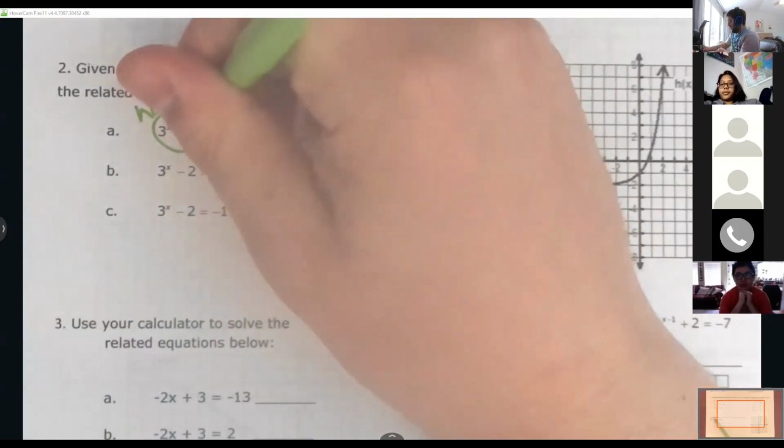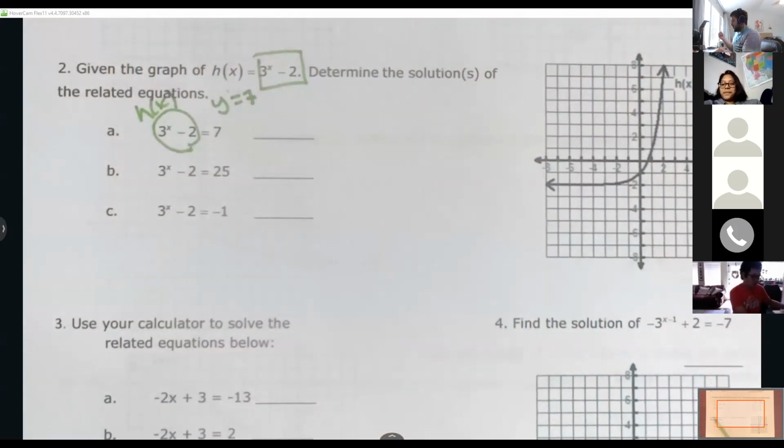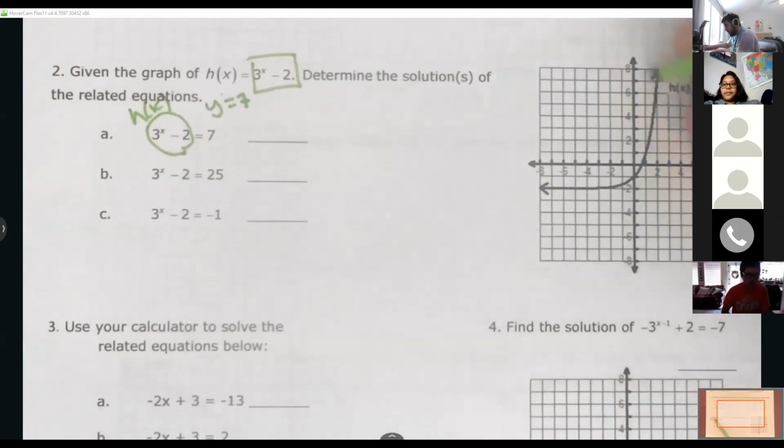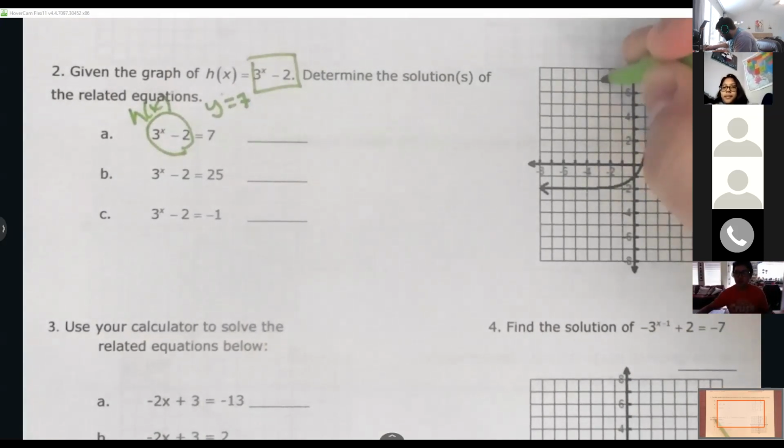So what that says is y equals 7. Okay? So what that means is y equals 7. So we've got to come over here and look for where y equals 7, right? Y is the up and down. So we'll go up to here where it's 7, right here.